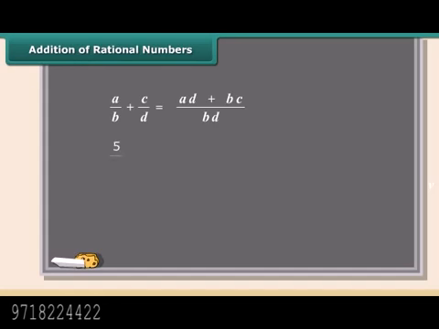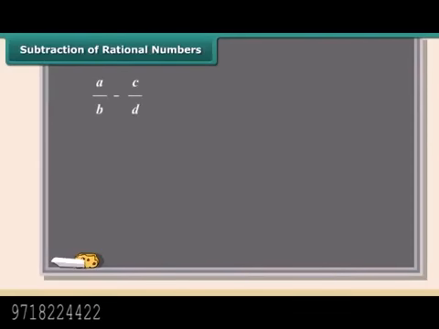Here is an example of addition. We will add 5 by 4 and 1 by 4. See, the denominators are already the same. Now add the numerators and put the answer over the same denominator. This fraction can be further simplified to 3 by 2.